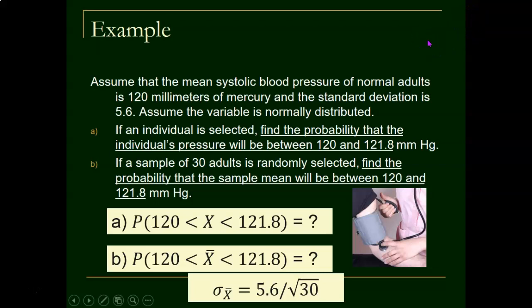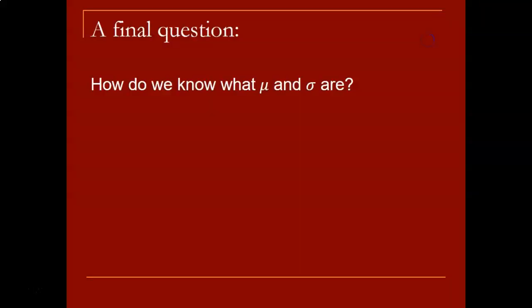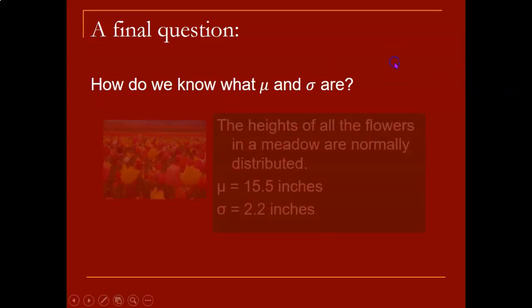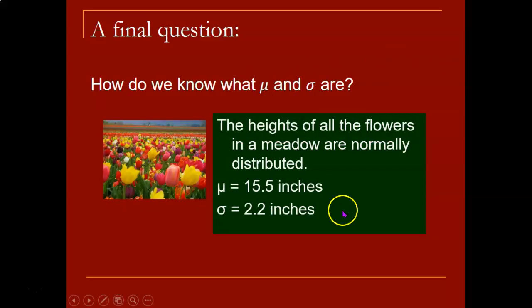Now, before I leave you in this section, one final question. How do we know what sigma and mu are? I've just been telling you in all these examples, the mean is this and the standard deviation is that. But how do I know? Like in the question about the flowers, how do I know that the mean is 15.5 inches and the standard deviation is 2.2 inches? Well, it's because I said so. I made up the example, I made up the meadow, and so I just told you, I said so, this is what those numbers are.